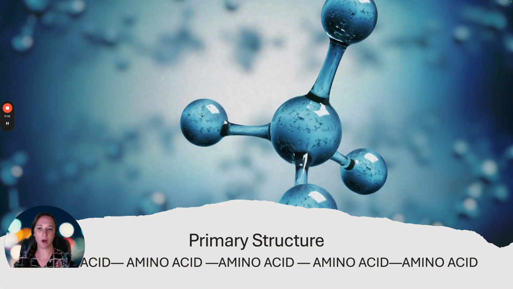So a protein's primary structure is very easy. It's just the sequence of amino acids in a polypeptide chain. And this sequence is pretty much determined by mRNA and ultimately the DNA sequence that it came from. So again, the central dogma.